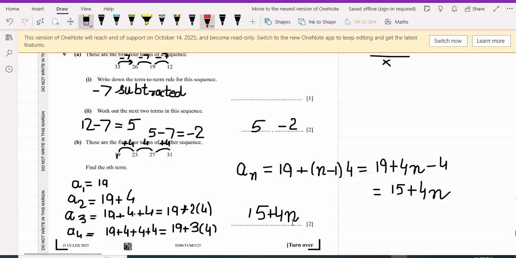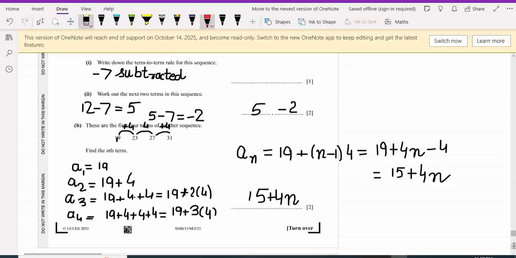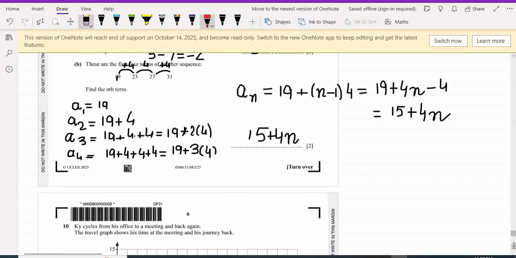If you put 1 here, then 15 plus 4 is 19, the first term. If you put 2, 15 plus 2 times 4 is 8. 15 plus 8 is 23, the second term. If you put 3, then 15 plus 4 times 3 is 12. So 15 plus 12 is 27, the third term, and so on. So you can find any term by this formula. This is the formula for the general term of the given sequence.